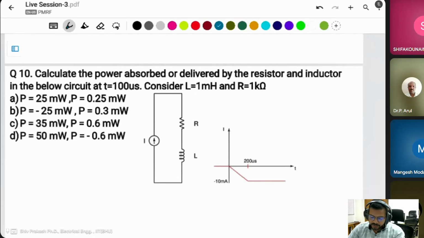Calculate the power absorbed or delivered by the resistor and inductor in the below circuit at 10t equal to 100 microsecond. Consider L is equal to 1 millihenry and R is equal to 1 kilo ohm.